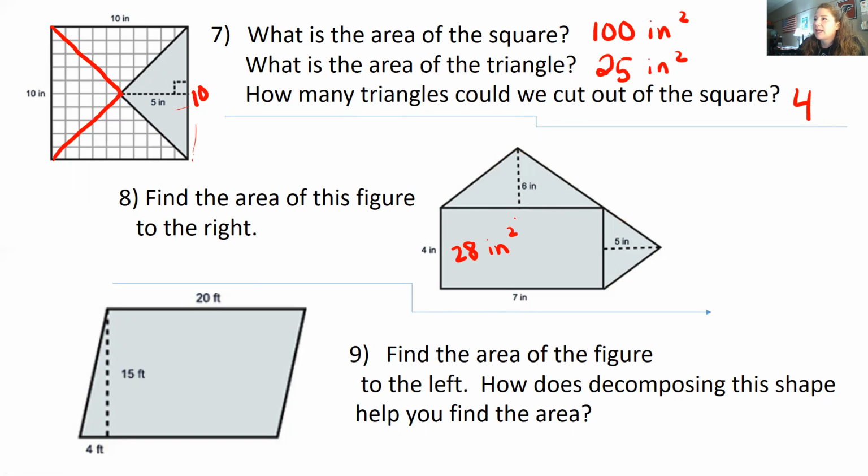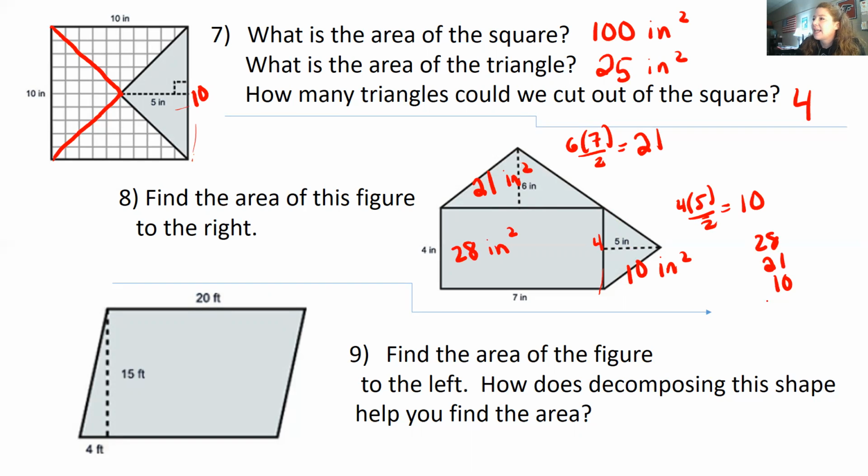Let's do this triangle right here. The dimensions are 6 by 7. So 6 times 7 is 42. Divided by 2 is 21. 21 inches squared. And then this dimension of this triangle is a 5 by what? 5 by 4. So 4 times 5 is 20. And half of 20 is 10. So this is 10 inches squared. So finally, we're going to add 28, 21, and 10. And we get 59 squared inches.